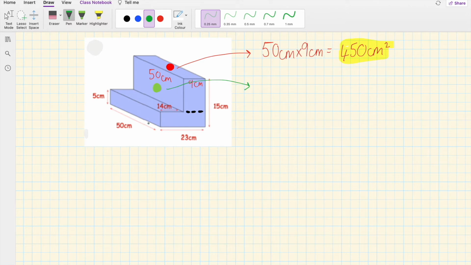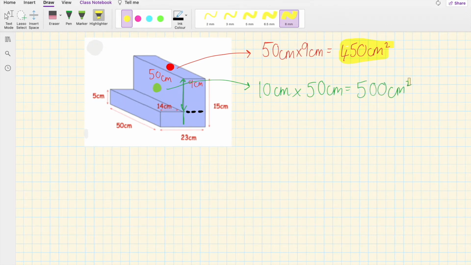This green rectangle, I need to figure out this height here. If this whole height here is 15 and this one is 5, which means this is 5, which means this is also 5. So this length here that remains is 15 subtract 5, which is 10. Then I need this length here, which is the same as the length of the previous rectangle, which is 50 centimeters. So the area of that is 500 centimeters squared. And I'm going to highlight it so I don't forget to add it at the end.